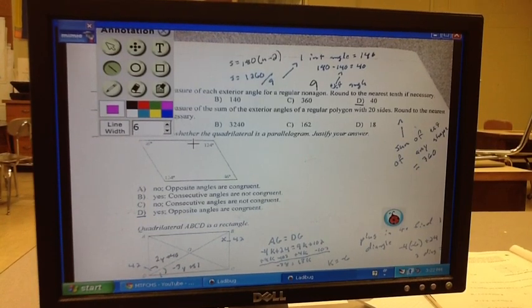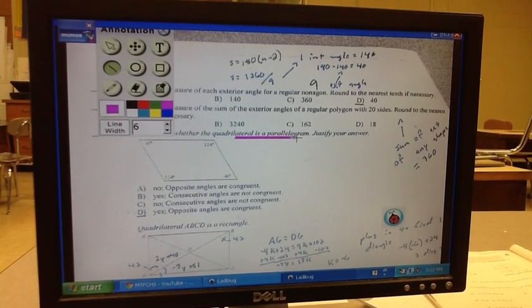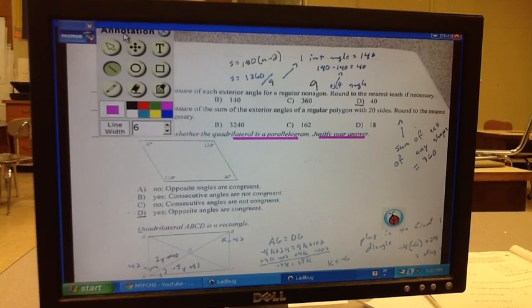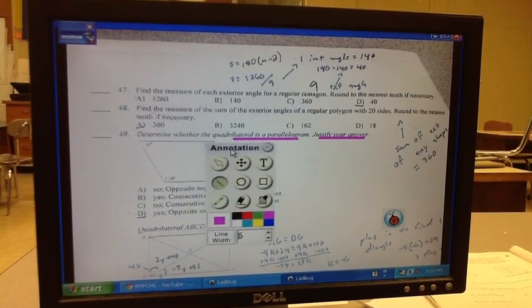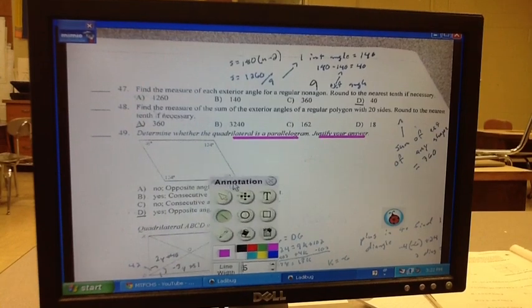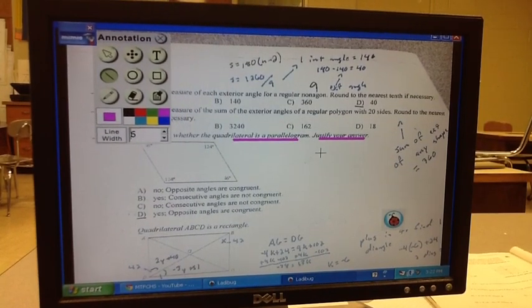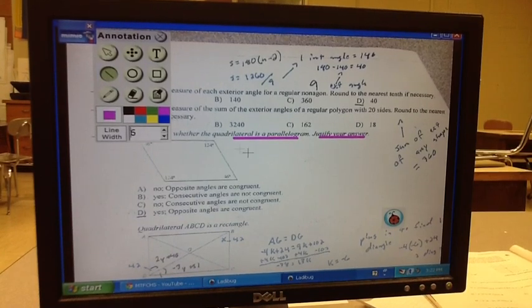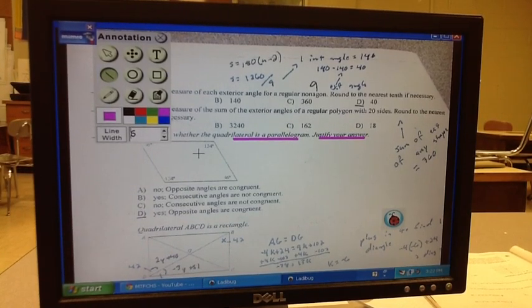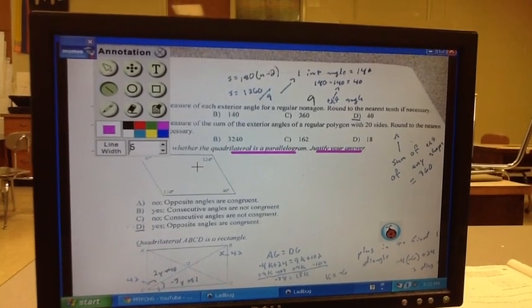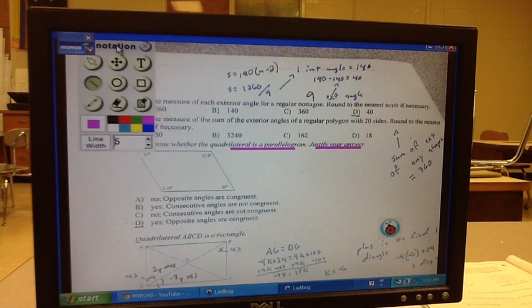On the next question, determine whether it is a quadrilateral or parallelogram. Justify your answer. Sorry, determine whether the quadrilateral is a parallelogram, yes or no, and justify your answer. This was one of those types of questions that's also going to be on your written response questions for the state test, or it was last time at least.